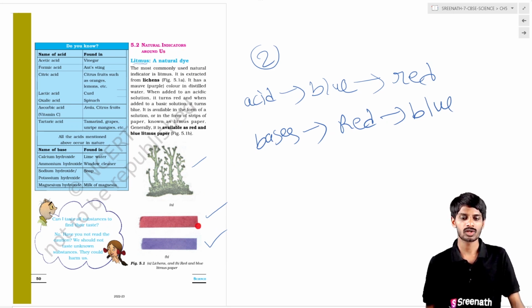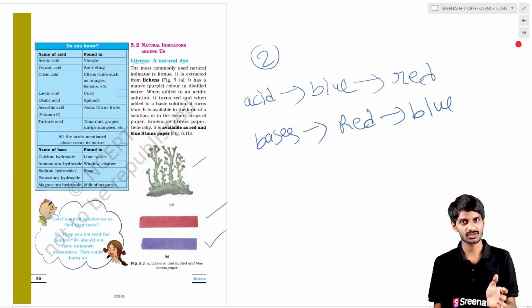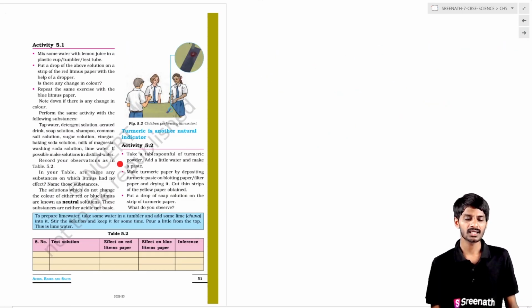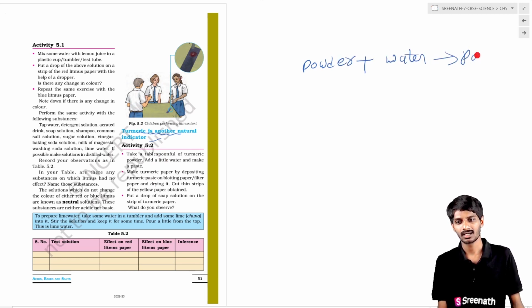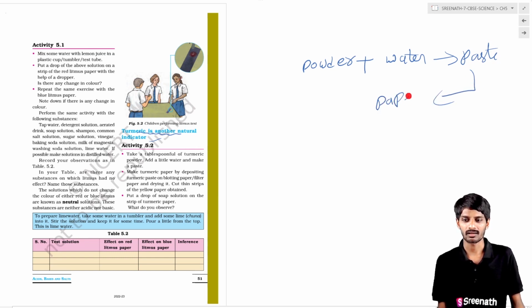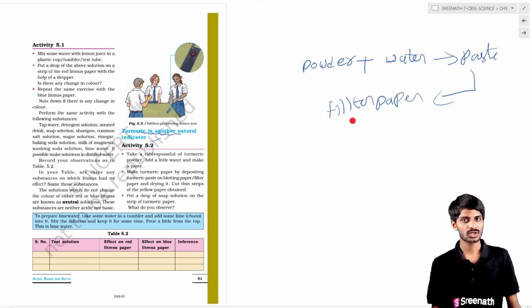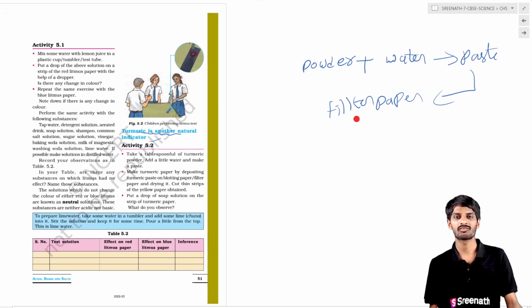It is available in strips, which we call litmus paper or litmus strips. It is basically from lichens. It is a natural indicator. Another natural indicator is turmeric. How do we prepare a turmeric indicator? Take turmeric powder, add water to it and make a paste. Apply this paste on a filter paper and keep it for some time, then your turmeric indicator paper will be ready.